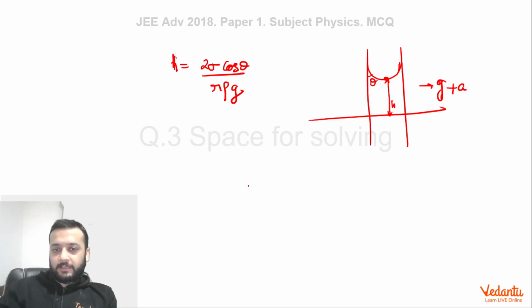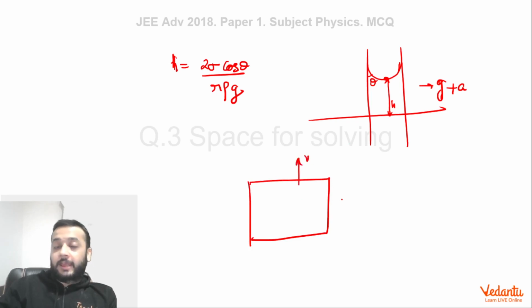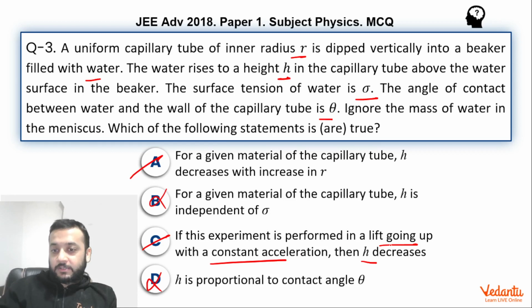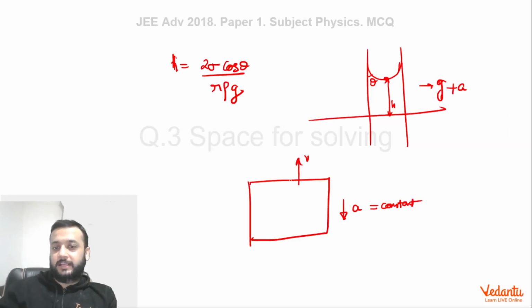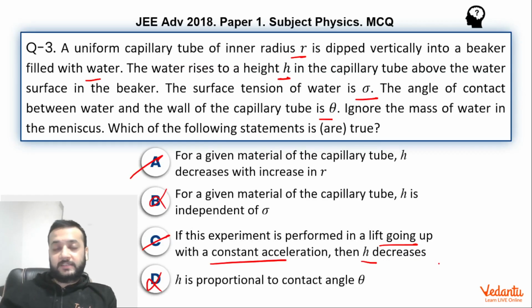Suppose this capillary is kept in a lift. So I'm showing you a lift. This is the lift. It is going up and acceleration is downwards. So read what I'm saying. Velocity is upwards, but acceleration is downwards and it's constant. So can you see it is going up with a constant acceleration, right? It is going up with a constant acceleration. So in this case, we realize that gravity will become g minus a and h will increase. h will increase. So in this case, option C will be wrong.